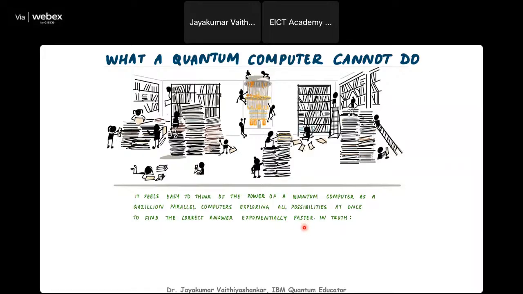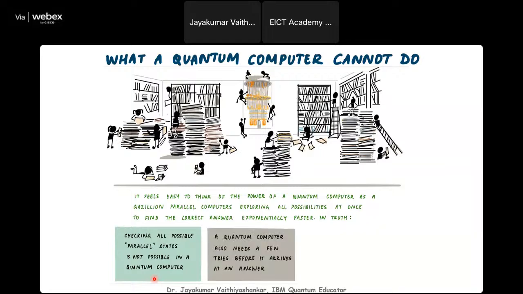Take an example of superposition. If you have 1000 qubits in superposition, you can represent an enormous amount of information and you can do parallel computing. But in truth, checking all possible parallel states is not possible in a quantum computer, because if you do a measurement, it will fall only into random states.